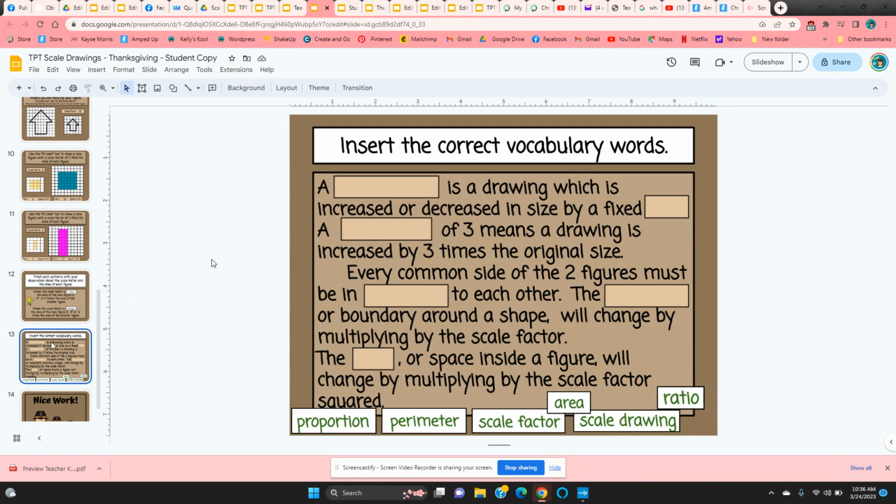The final slide goes back to the vocabulary. They're just going to click and hold on the edge of these terms and put them in the correct place in the sentence frames. So that is scale factor, scale drawings, the Thanksgiving version.